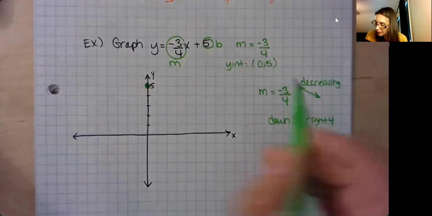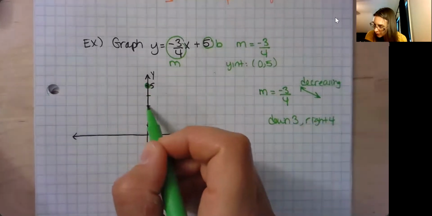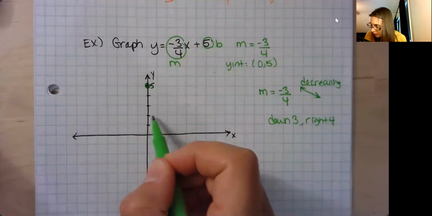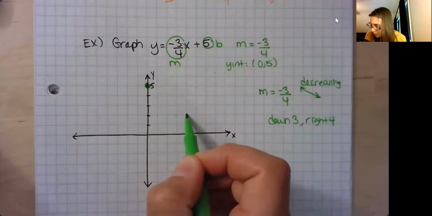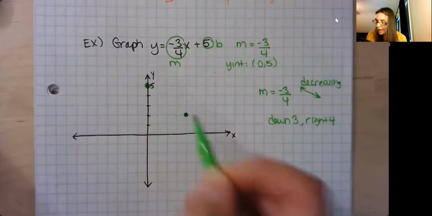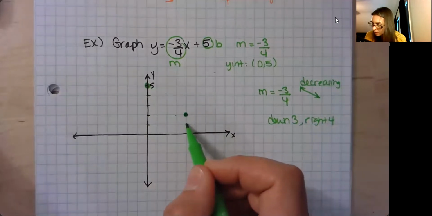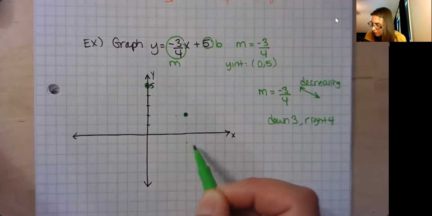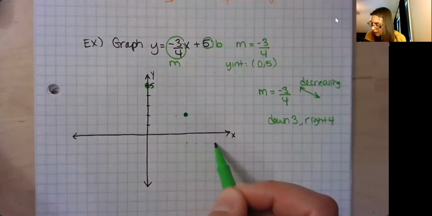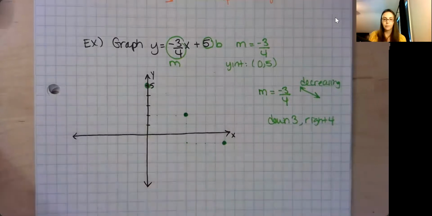So I'm going to go down 3, 1, 2, 3, and I'm going to go right 4, 1, 2, 3, 4. And I put my point right there. And I'm going to just repeat this as many times as I want to. Down 3, 1, 2, 3, right 4, 1, 2, 3, and 4.